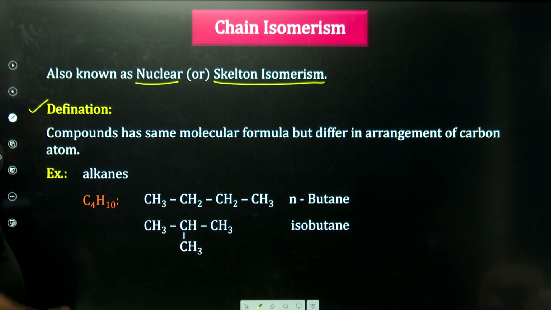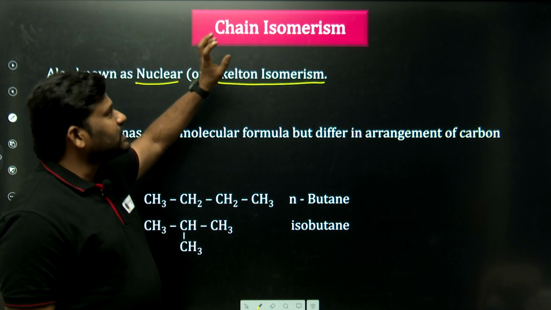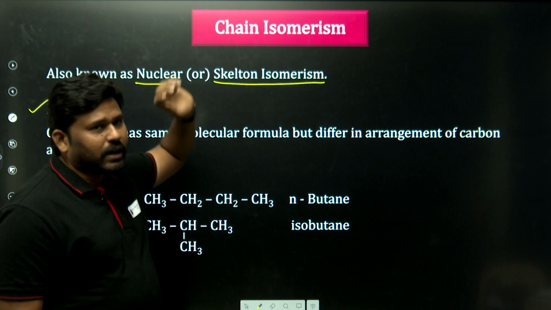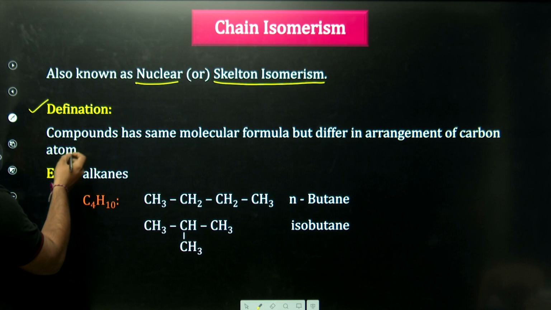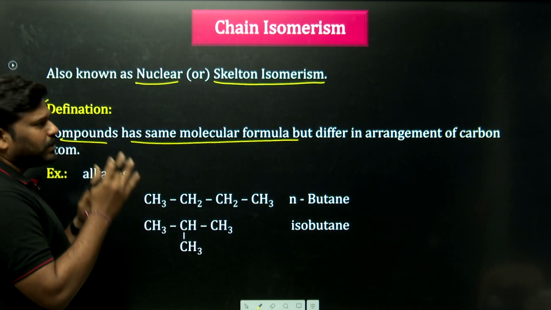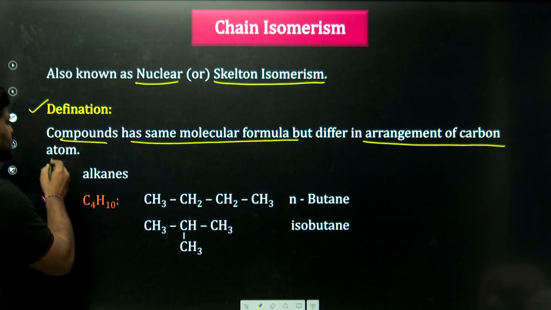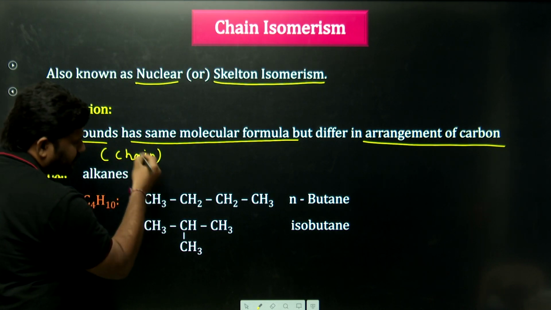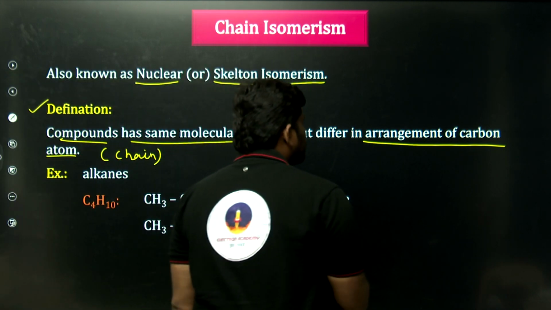So what is the definition of chain isomerism? Simple, it is in the name only. Isomer means same molecular formula, and chain means different in chain. So the definition: compounds having the same molecular formula but differing in the arrangement of carbon atoms, meaning different in carbon chain. This is called the chain isomer.